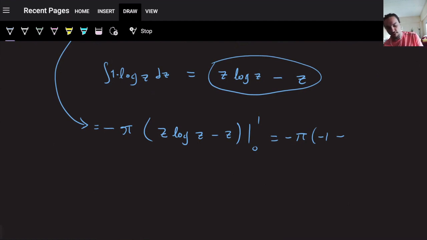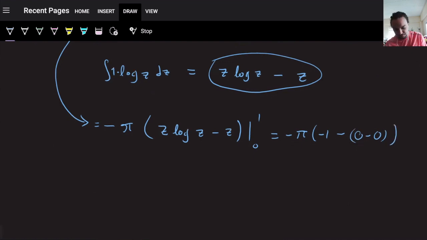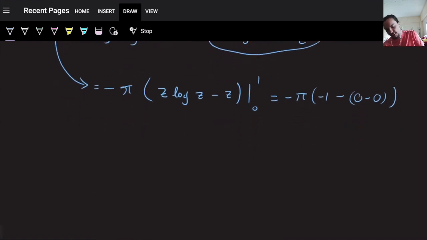But we can also use the fact that log grows slower than any polynomial near 0. However you want to show that, that's fine. But we end up getting 0 minus 0. And finally we get that this is equal to pi.